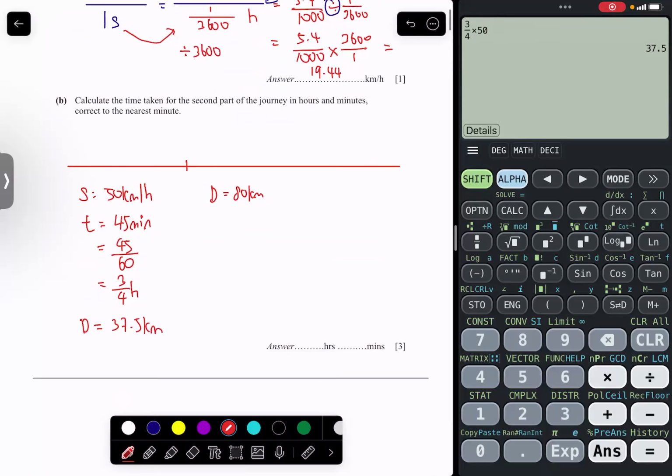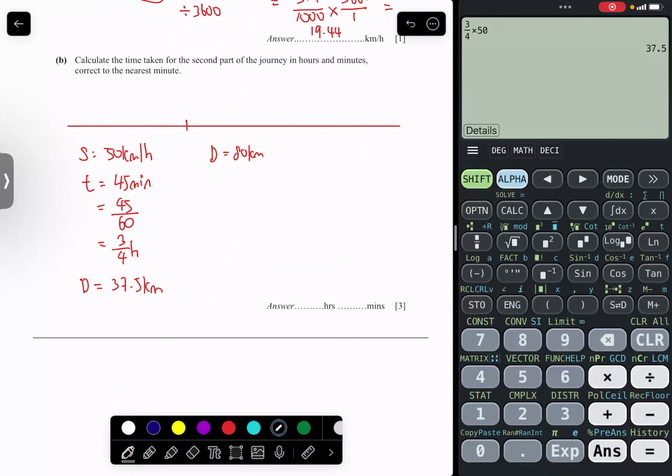Okay, so what we have to do down here is to add up the total distance. Total distance is equal to 80 plus 37.5, so 117.5 km, with a total speed of 19.44 km per hour. Remember our answer in part A. So the total time taken will then be, triangle DST, time is distance divided by speed.